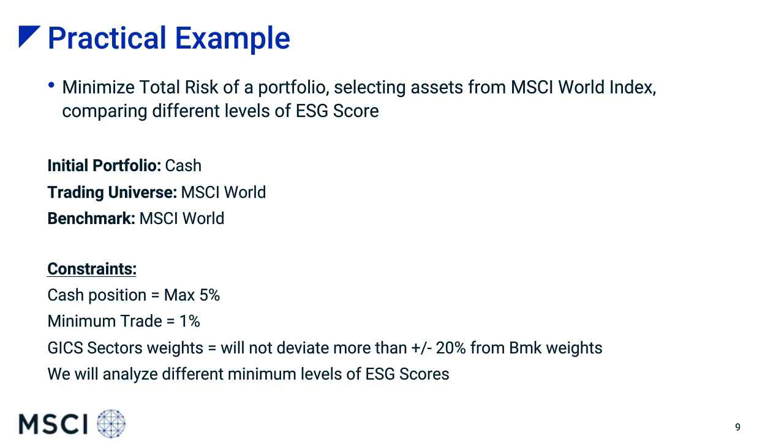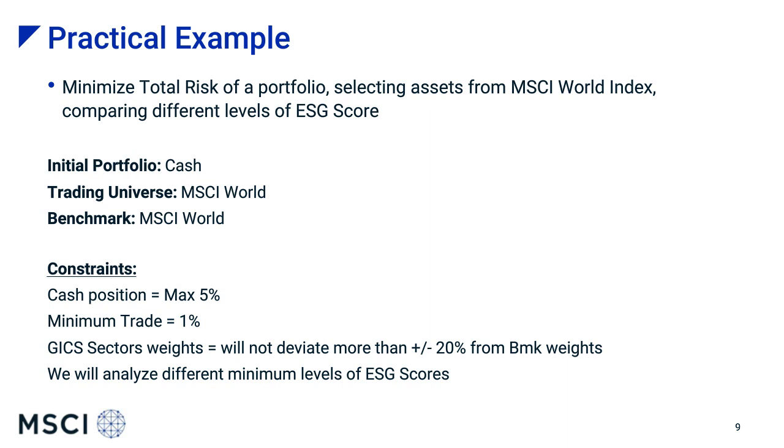The constraints that you would put in the optimizer would be the initial portfolio. We're going to select a cash portfolio. We need to select a trading universe, which is going to be the basket of assets that the optimizer is going to use to select assets to buy from. In this case, it's going to be the MSCI World Index. And we're going to select MSCI World also as a benchmark.